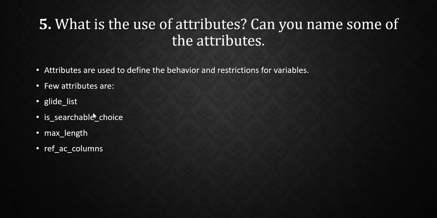Some attributes are listed here: glide_list_is_searchable, no_search_choice, max_length, ref_ac_columns, and some more like no_filter and many more. And one more attribute we apply is no_attachment. If you want to hide the attachment icon from our form, we use that attribute: no_attachment=true.